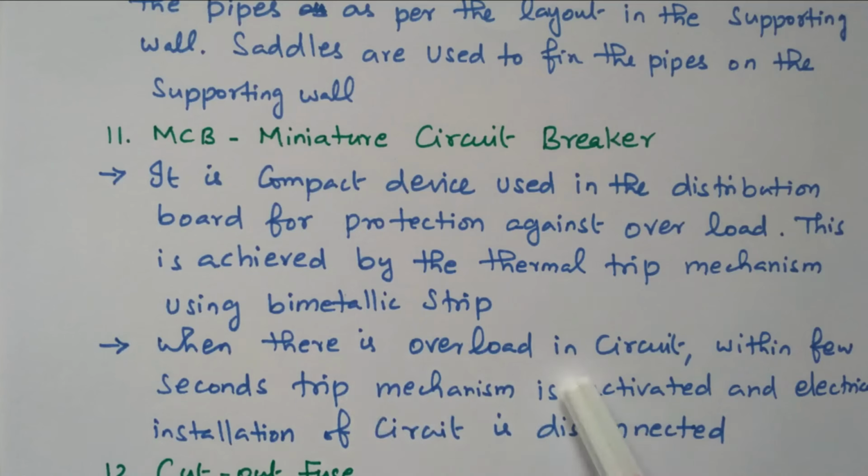When there is overload in the circuit, within a few seconds, the trip mechanism is activated and the circuit is disconnected. Right? So the bimetallic strip is available inside. That will work based on the thermal principle. When excessive current or voltage is there, heat will be produced. This bimetallic strip will disconnect the entire circuit for protection purposes.